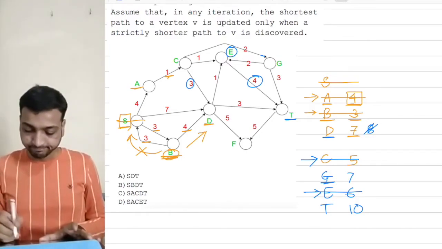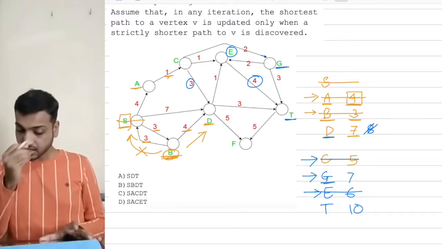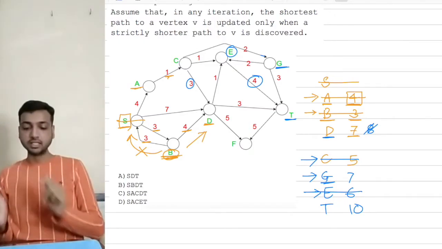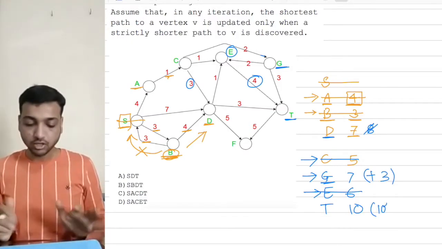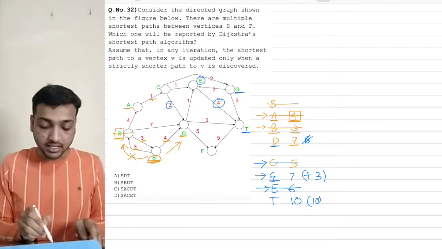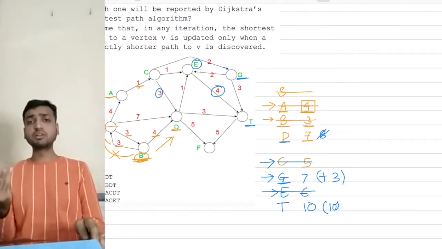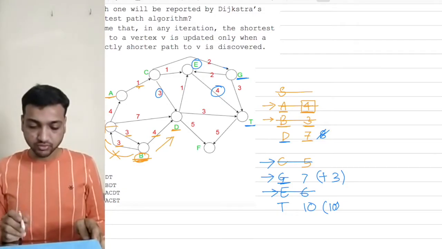So if you go to G, I will come at G now. Yes, from G you can go to T. It will be 7 plus 3, 7 plus 3 will be again 10. Now as it's mentioned in the given question, that in any iteration the shortest path to vertex V is updated only when a strictly shorter path is discovered. So we have not discovered a strictly shorter path. We have discovered a path with the same value of 10. So this won't be updated. So that goes out of the list.